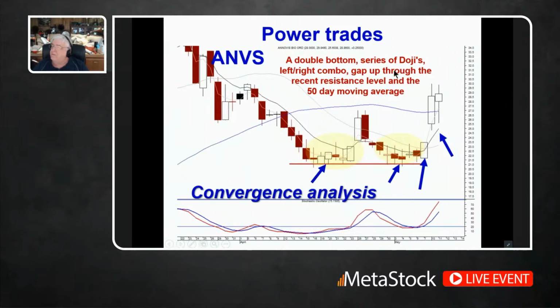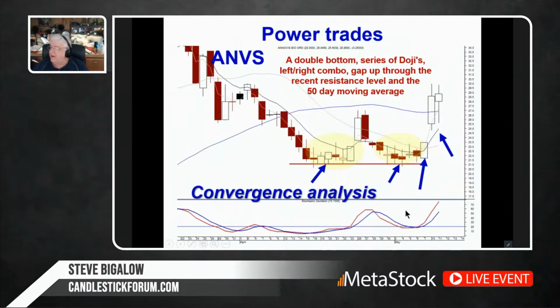So here's the convergence analysis. Look at your double bottom. And how is the bottom forming? Doji, doji, doji, doji, bullish engulfing signal. And then they gap it up. What'd that tell you? There's been a dramatic change of investor sentiment.